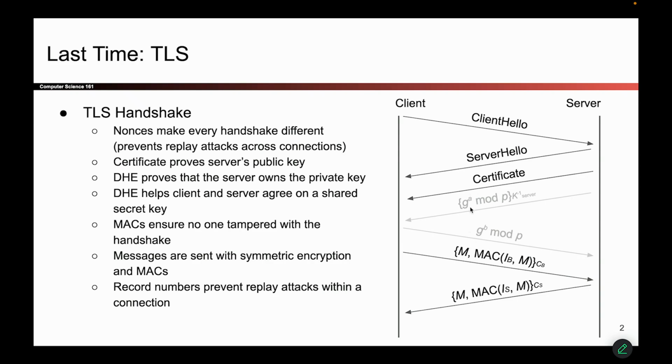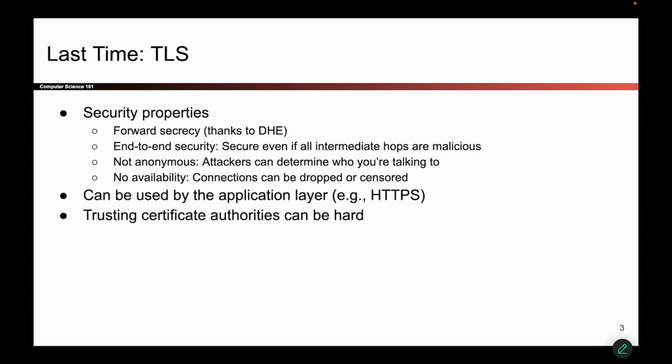and then we can start using symmetric key encryption using the keys that we derived to exchange messages. And in order to prevent replay attacks inside the same connection, we use record numbers, which you could think of as timestamps inside each connection. Then we talked about the security properties. Diffie-Hellman gives us forward secrecy.